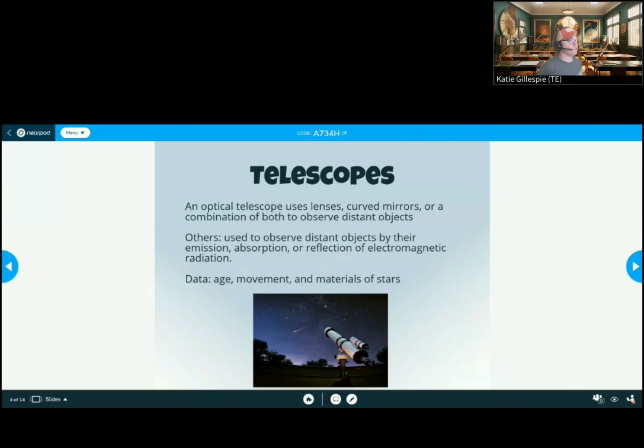Others are used to observe distant stars and distant objects by their emissions. Okay, what are they giving off? And that gives us a lot of feedback. Again, getting more into that in just a minute with another piece of technology in particular, electromagnetic radiation. And that tells us a lot about the composition of a star, the life cycle of a star, how it's forming, the distance. All right. So we get a lot of data just on what's being given off.